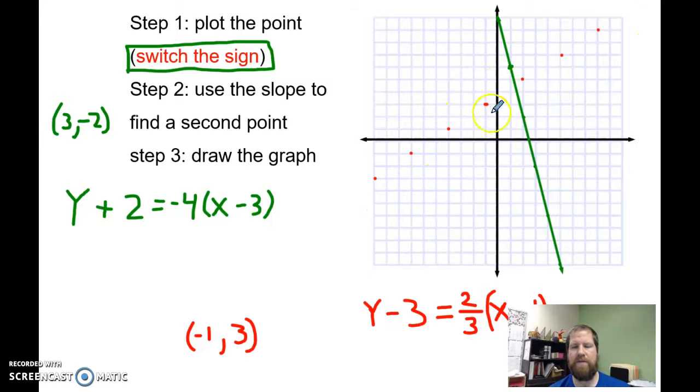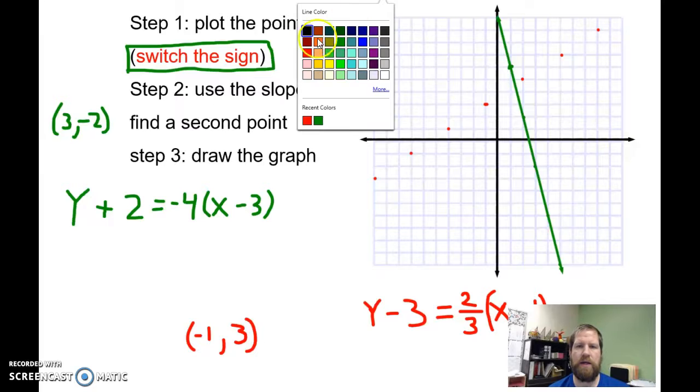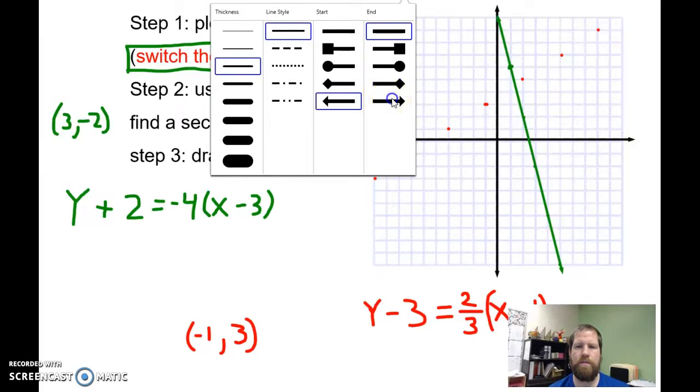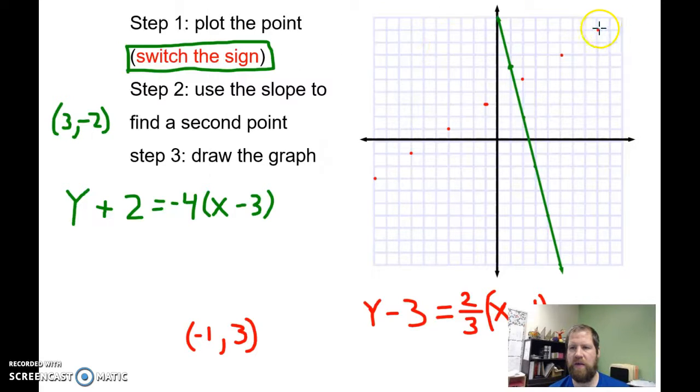Okay, and you definitely don't have to do that. You don't have to kind of walk along your line plotting those points. The only reason I'm doing that is it helps me make a nice straight line. Because if I have my two far points, I can just connect them. Okay, and that is graphing from a point-slope equation. The big thing to remember is switching those signs.